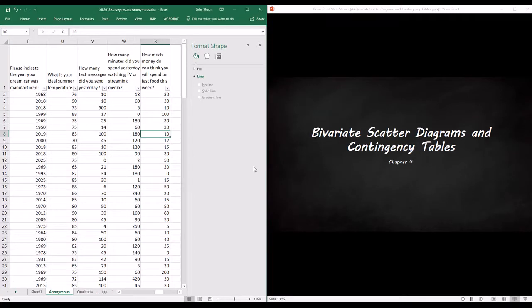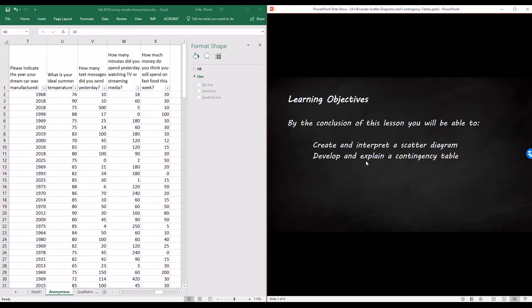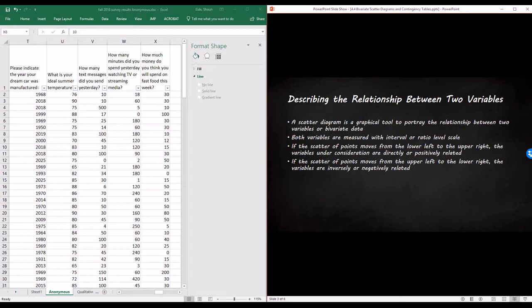Welcome to the lecture on bivariate scatter diagrams and contingency tables. We're only going to be going over bivariate scatter diagrams in this lecture right now, and we'll do a separate lecture on contingency tables. So by the conclusion of this lesson, you'll be able to create and interpret a scatter diagram. So what is a scatter diagram?